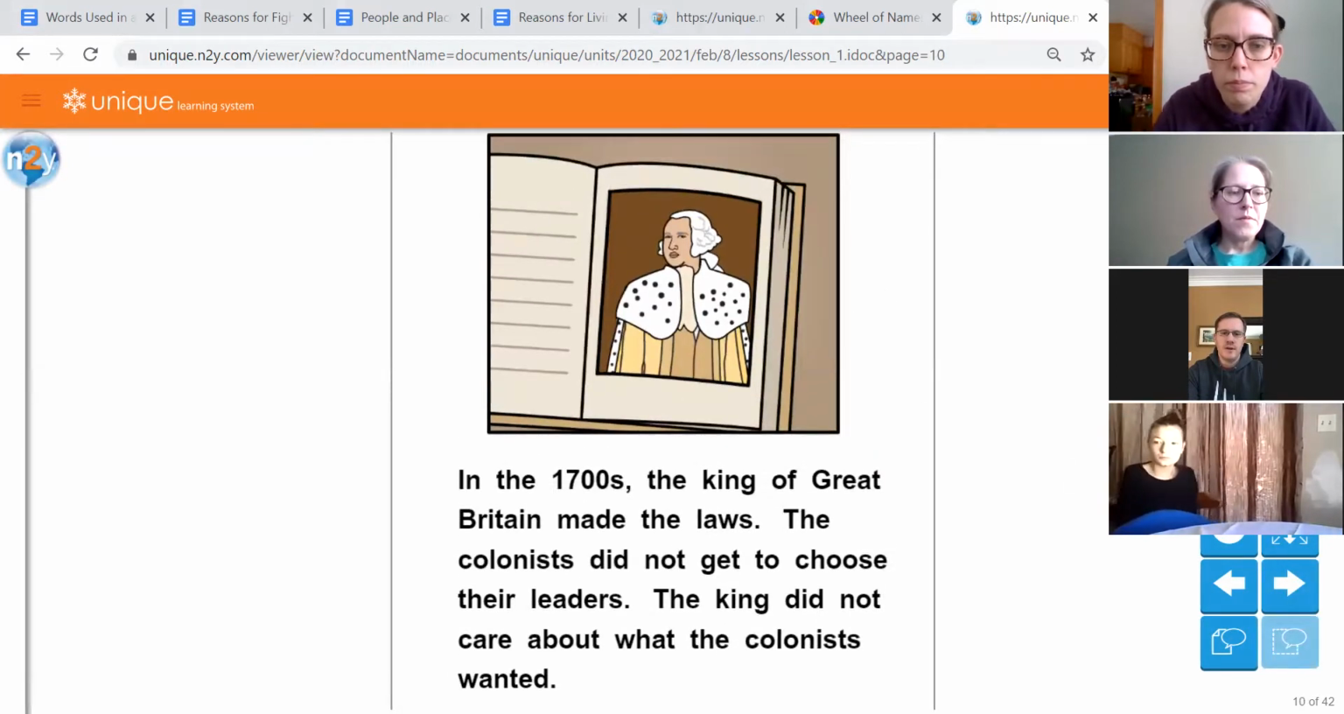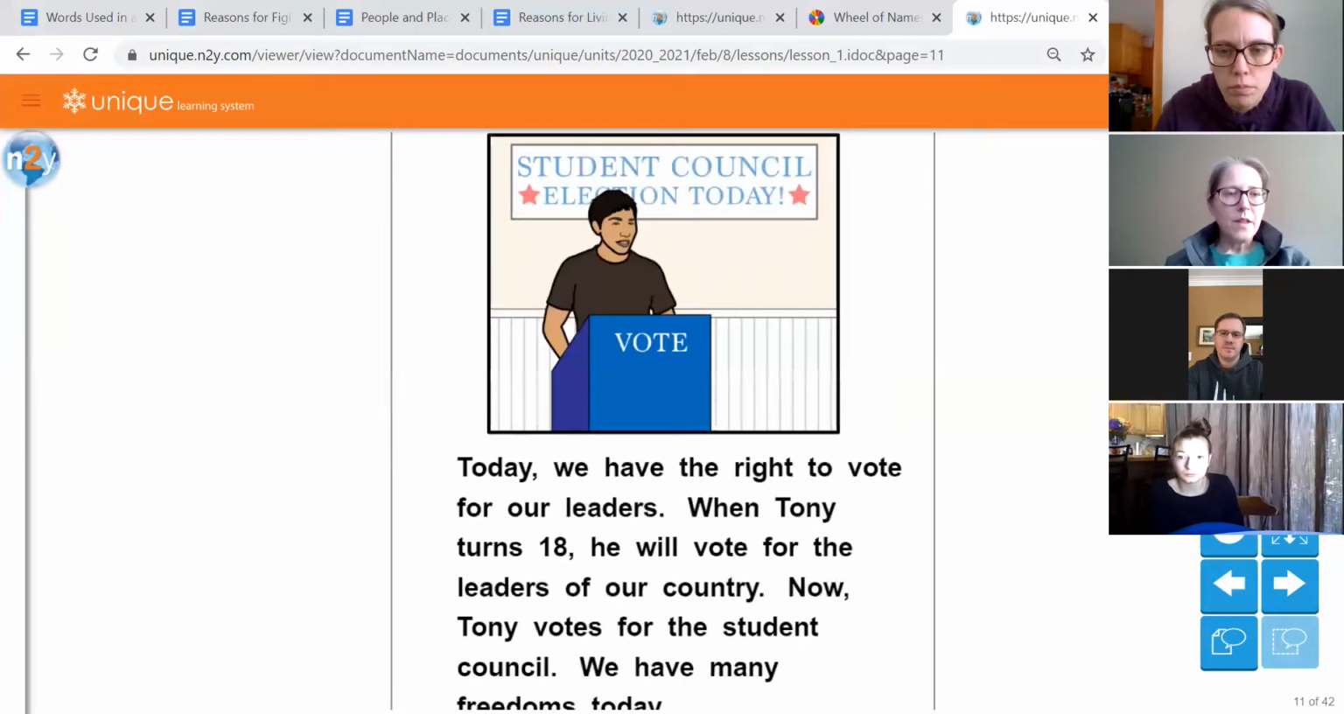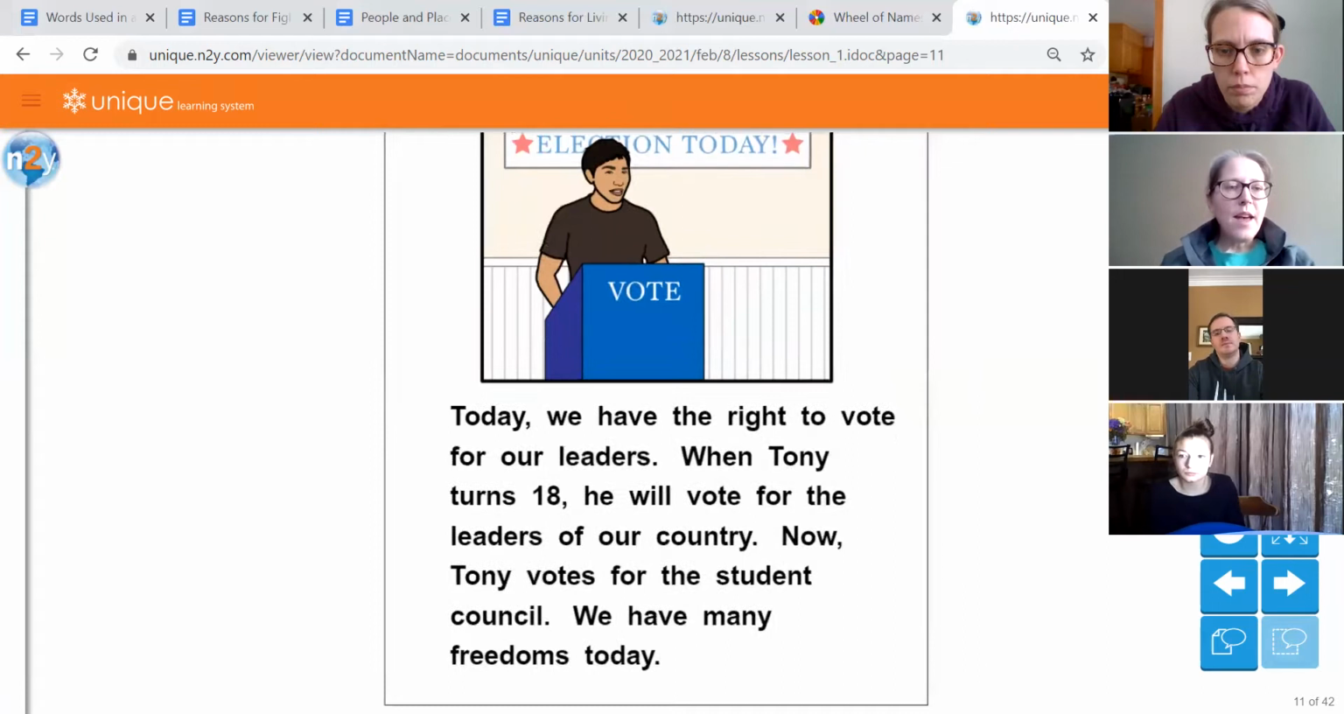In the 1700s, the King of Great Britain made the laws. The colonists did not get to choose their leaders. The king did not care about what the colonists wanted. Today, we have the right to vote for our leaders. When Tony turns 18, he will vote for the leaders of our country. Now Tony votes for the student council. We have many freedoms today.